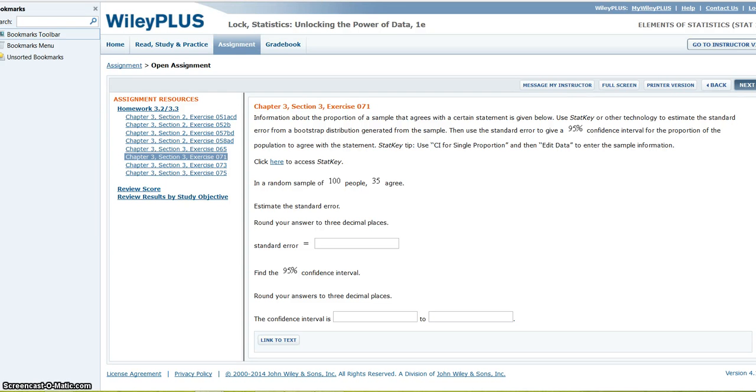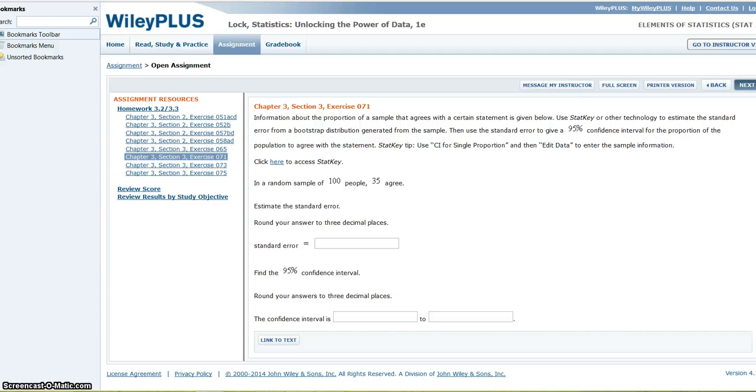Hi, I received a question about how to get started with doing the bootstrap technique in StatKey. So I am going to do Chapter 3, Section 3, Exercise 71 as an example, and hopefully it will help you with the later questions.